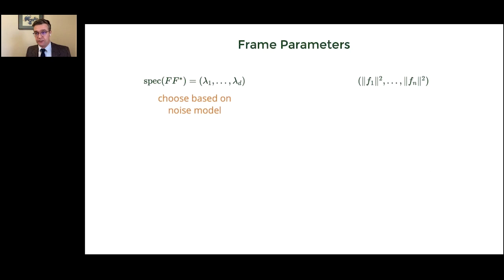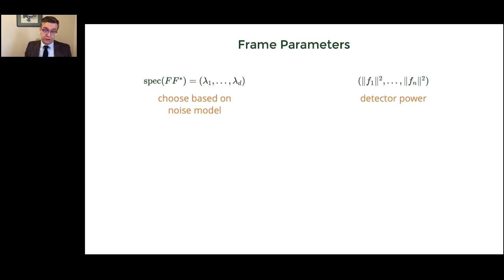That's something you want to specify up front. The other thing you might want to specify up front is the norms of the columns. Thinking in terms of detectors, these are like the power of the detectors. You can come up with situations where you say, I particularly care about what's happening in this region, so I should let this frame vector be bigger because I want that one to have more power than the other one. So in general, you might want to specify not all the same norms, but different norms for different vectors. These are the basic parameters: I want to specify the spectrum of FF star, and I want to specify the norms of the columns.